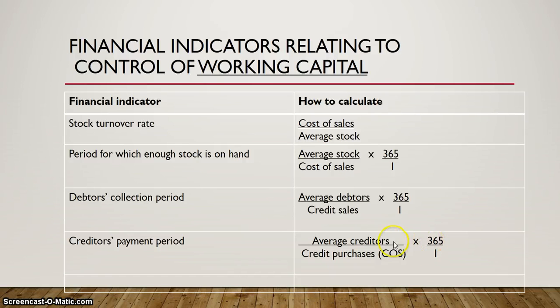Now again, you don't really have to study these. Can you see the similarity? These last three are virtually the same. Average stock, average debtors, average creditors. Over cost of sales, over credit sales, over cost of sales or credit purchases. And all three are times by 365. So please, learners, try and reason these out so that you don't have to rely on your memory for the calculation of these financial indicators.